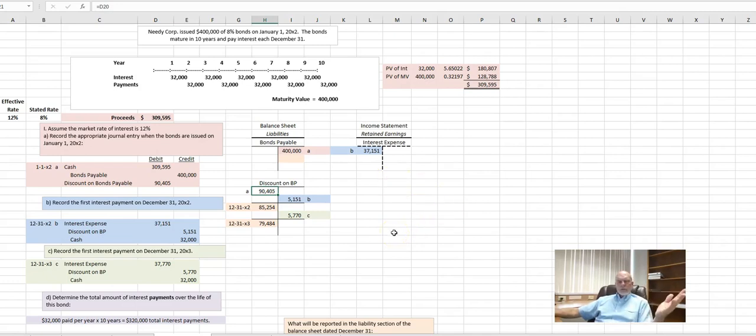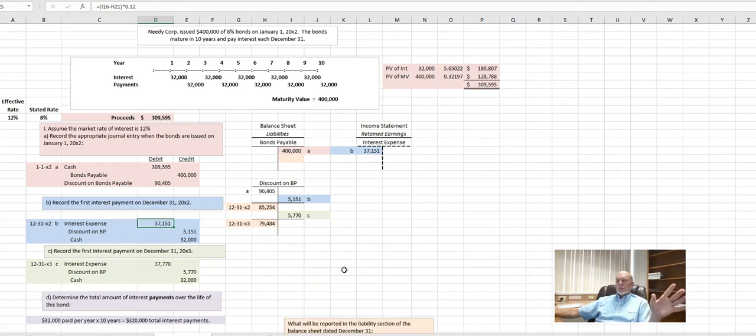At the end of the first year, we're going to make an interest payment, and we're going to recognize interest expense. Credit cash for $32,000. That comes from the contract, face value times stated rate. We're going to debit interest expense for $37,151.